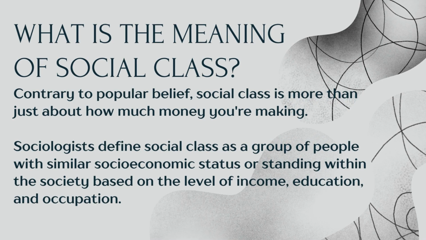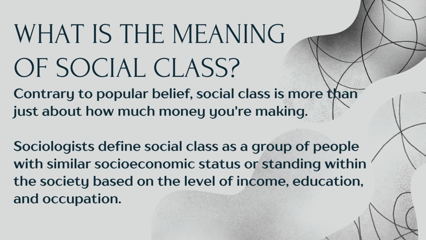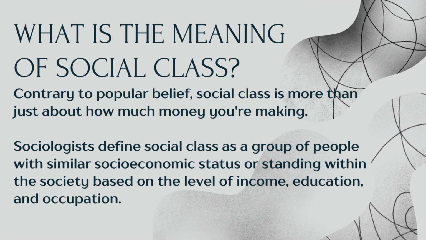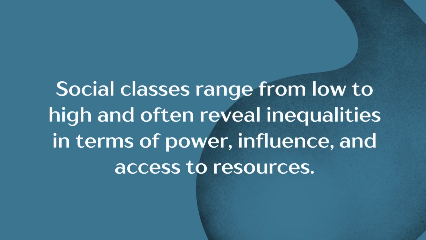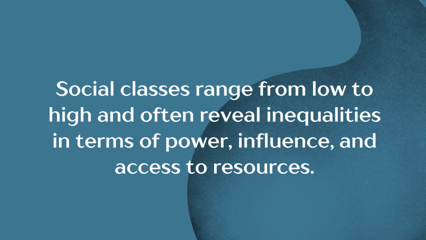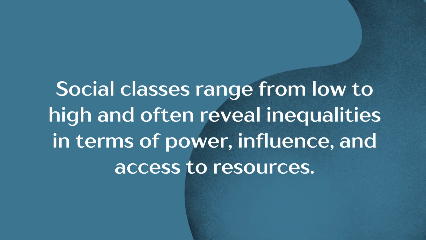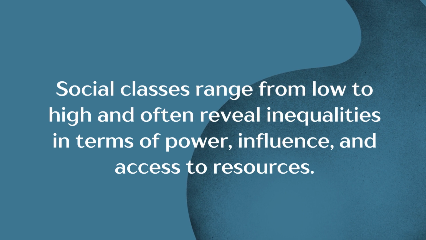Contrary to popular belief, social class is more than just about how much money you're making. Sociologists define social class as a group of people with similar socioeconomic status or standing within the society based on the level of income, education, and occupation. Social classes range from low to high and often reveal inequalities in terms of power, influence, and access to resources.